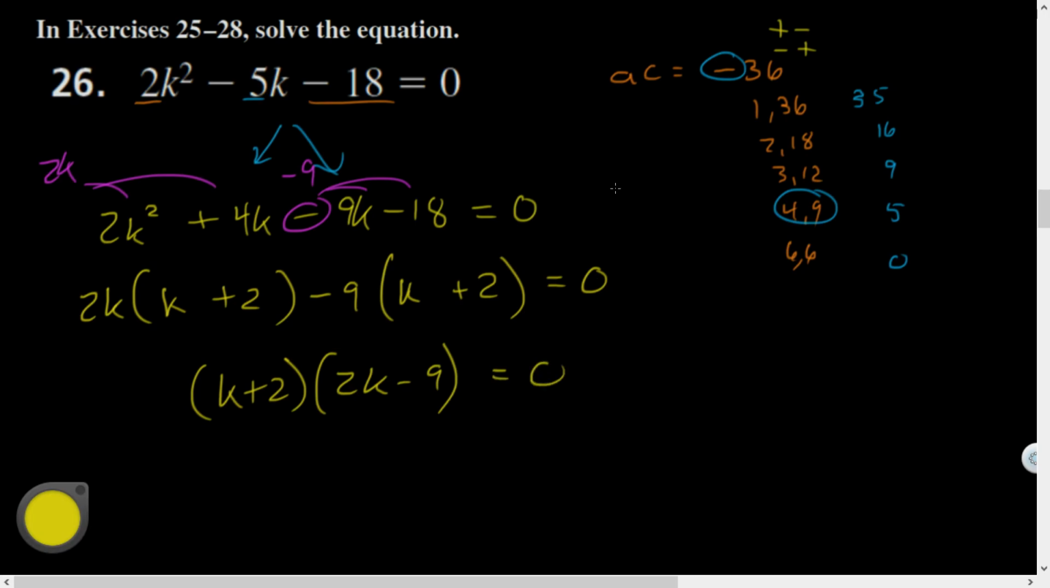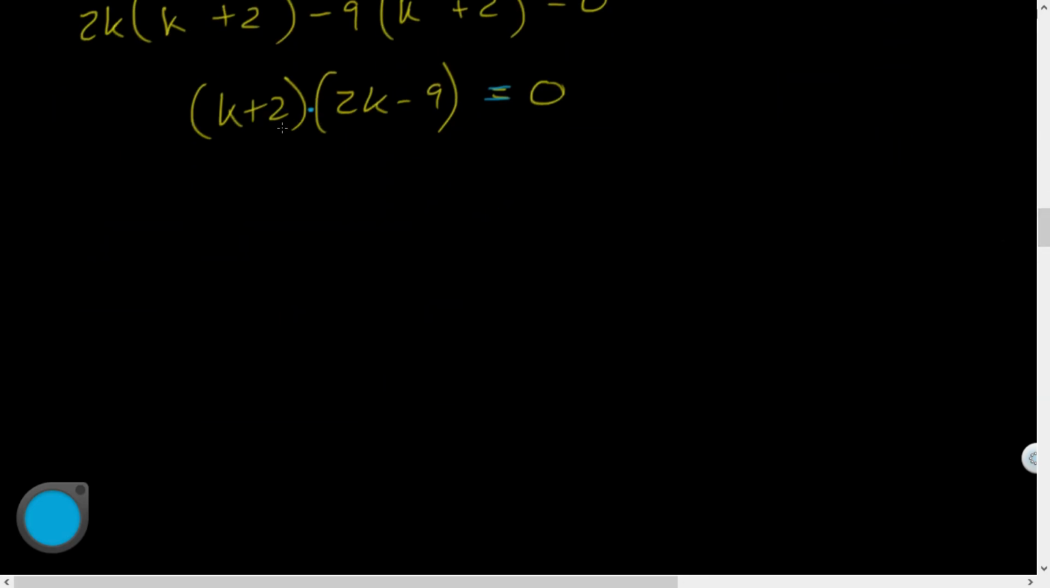Now, we've remembered to write equals 0 this whole time. Mandatory. Zero product property says if two things multiply to be 0, then what can I do? I can break them up into two cases. Either the first one was 0 or the second one was 0.